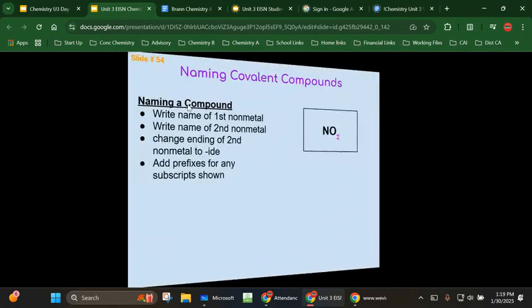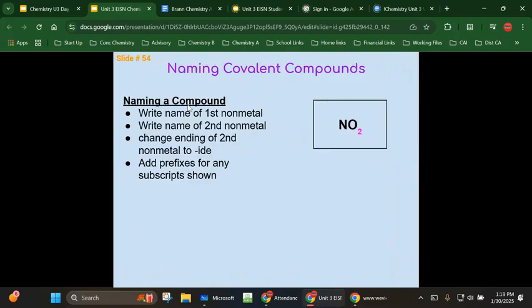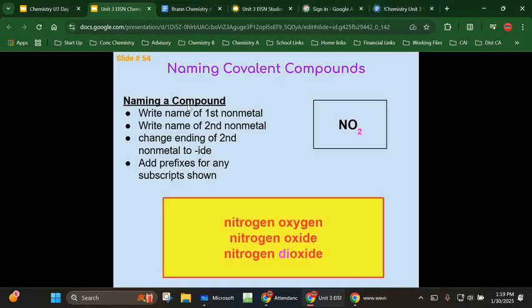Okay. So let's try it the other way. What is NO2? Nitrogen dioxide, not mononitrogen. No. Nitrogen and oxygen. One nitrogen, two oxygens, nitrogen dioxide. That's it. That's your whole naming system. Questions? I'm giving you a minute to type it up.